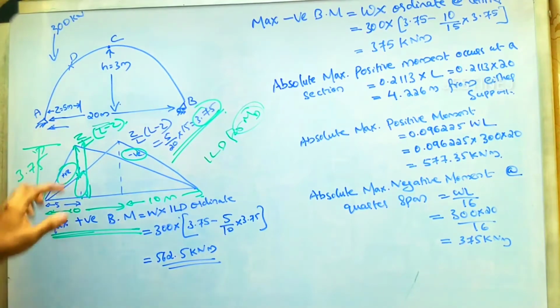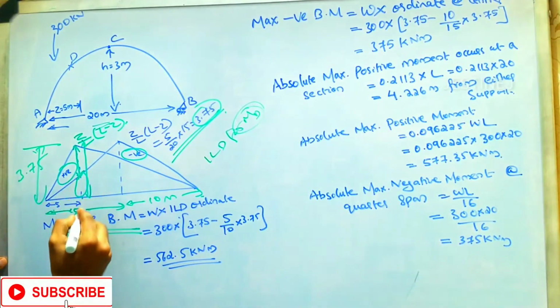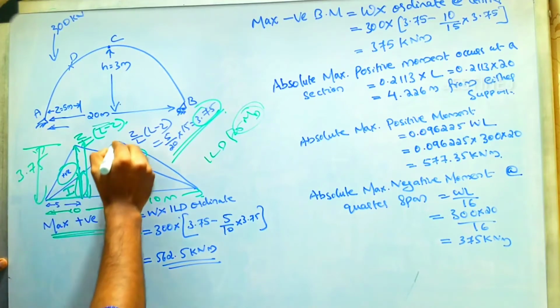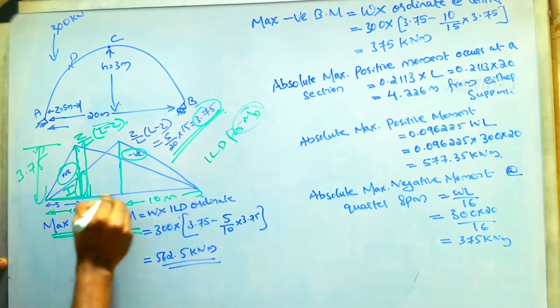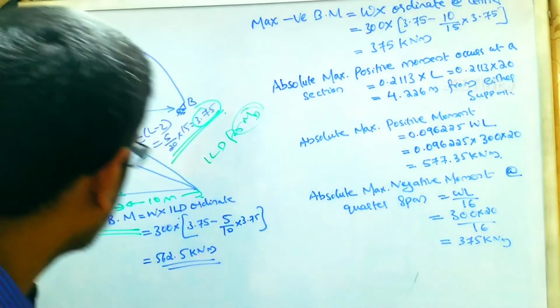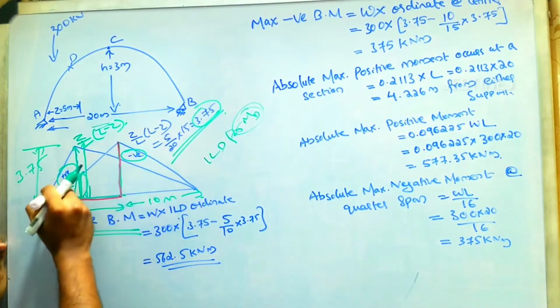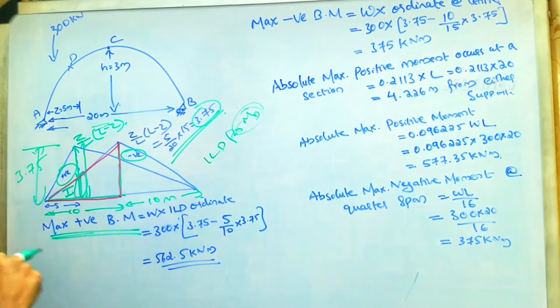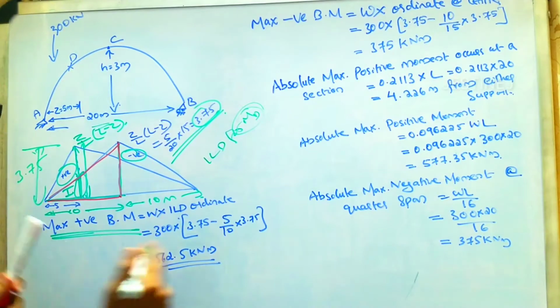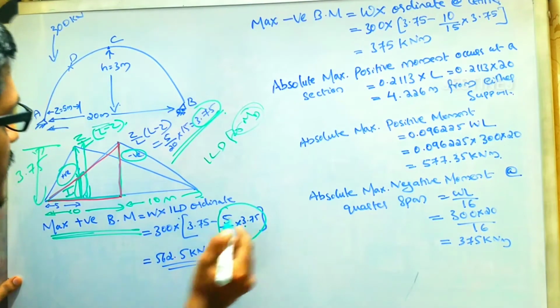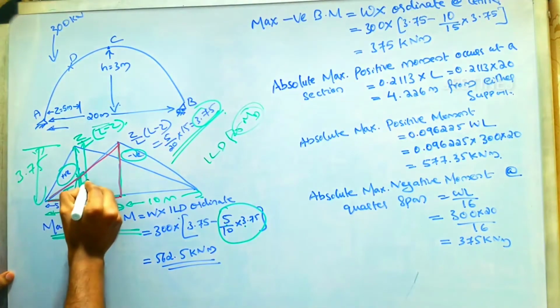For that, we will consider the similar triangle law. This smaller triangle compared with this bigger triangle, then you will get the values. If you apply the similar triangle law, the magnitude will be 5 by 10 multiplied by 3.75. That is the value of this.